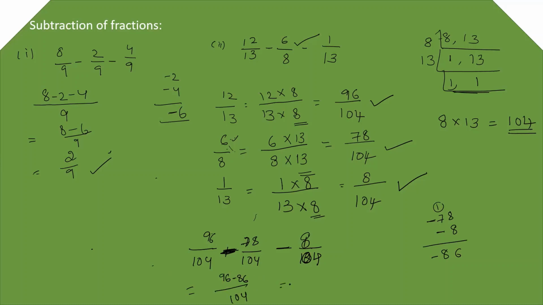96 minus 86 means 10, right? 10 by 104. So the 1's place digit is 0 and here the 1's place digit is 4. So these two are divisible by 2, right? So divide with 2. 2 1's are 2, 2 5's are 10, 2 2's are 4. It means 5 by 52 is the answer.